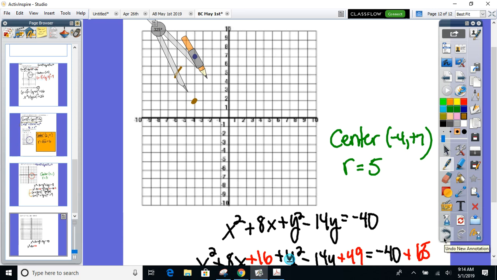And yes, I am going to ask you to complete the square on Friday. On Friday's quiz, it will not be in your usual form. You're going to have to convert it for me.